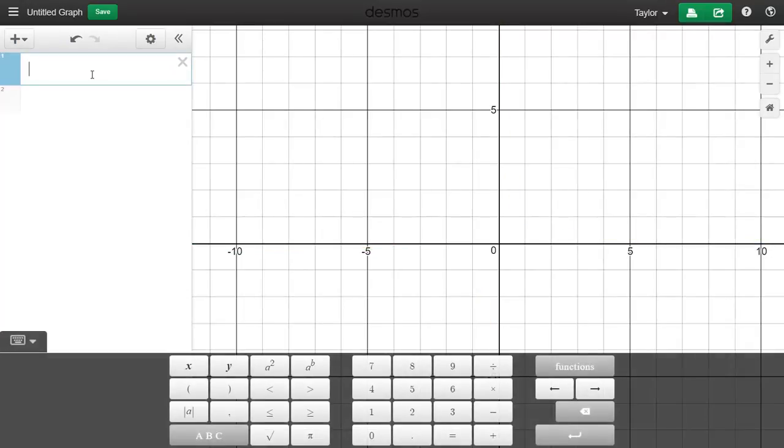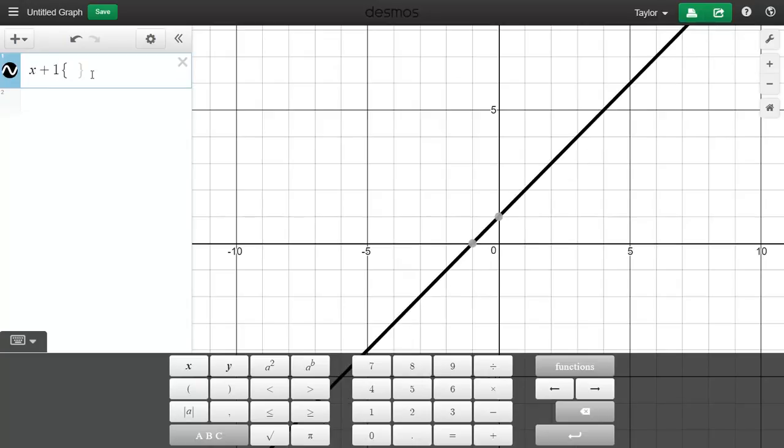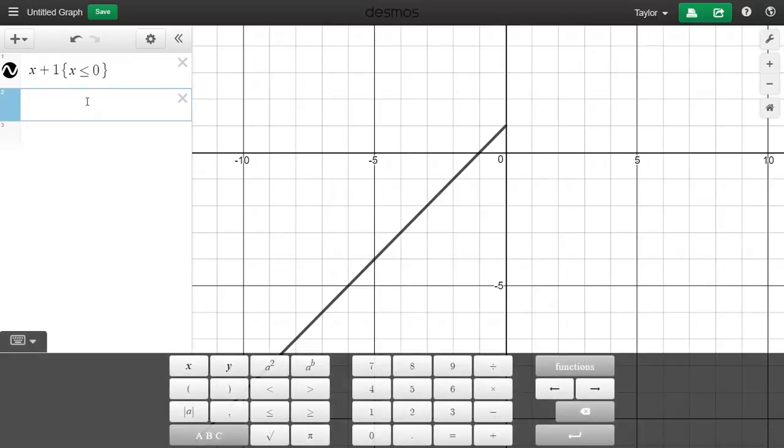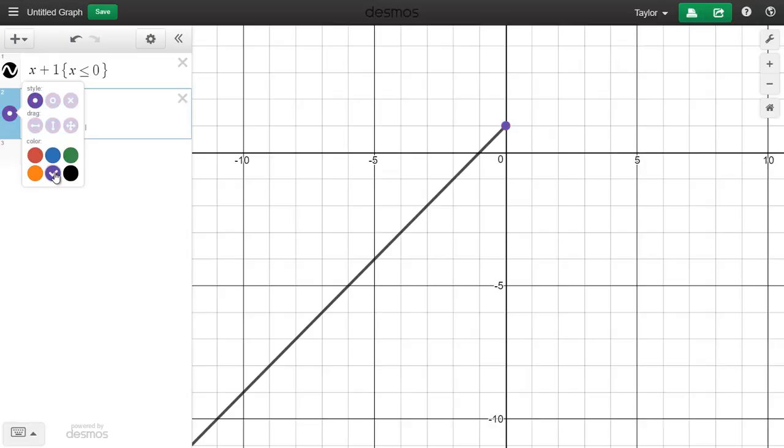Here's how it's defined. I'm going to define this separately here, but it's x plus 1, and it's defined for x less than or equal to 0. So there's the first part of my function. Now I will make sure to put a closed dot there. So that's at 0, comma 1, closed dot.